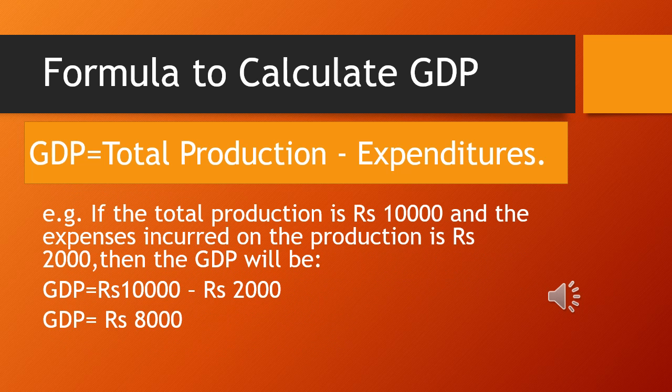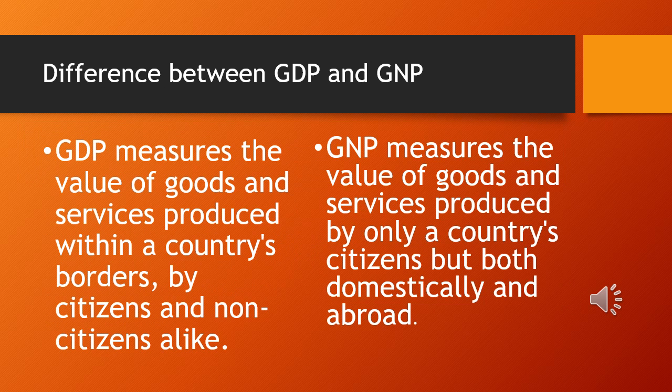So, my students, what is the formula to calculate GDP? GDP equals total production minus expenditures. For example, if the total production is rupees 10,000 and the expenses incurred on the production is rupees 2,000, then the GDP will be GDP equals rupees 10,000 minus rupees 2,000. GDP equals rupees 8,000.